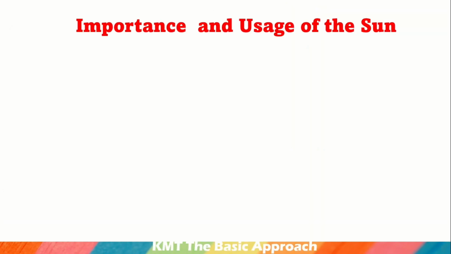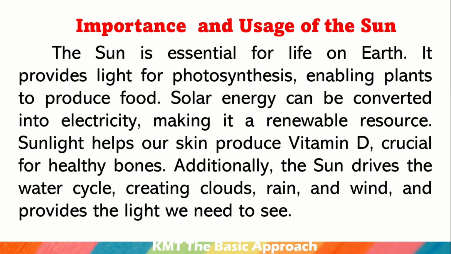We also learned about the importance and usage of the sun. The sun is essential for life on Earth. It provides light for photosynthesis, enabling plants to produce food. Solar energy can be converted into electricity, making it a renewable source. Sunlight helps our skin produce vitamin D, crucial for healthy bones. Additionally, the sun drives the water cycle, creating clouds, rain, and wind, and provides the light we need to see.